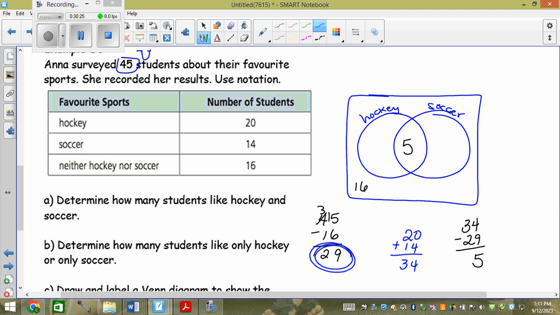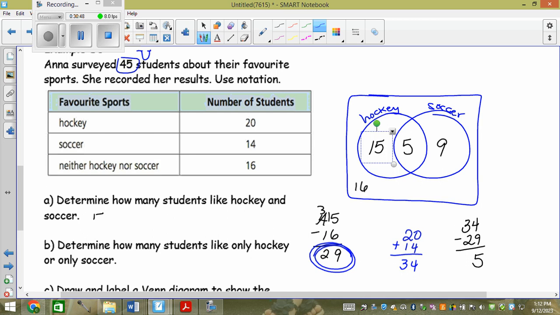So how many are in hockey only? 15. And then you 20 minus 5. How many are in soccer only? 9. 14 minus 5. When I add this up, what should it total? 45. So this is 20, 36, 45. So we're good. Determine how many students liked hockey and soccer.